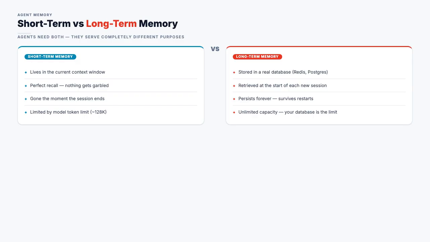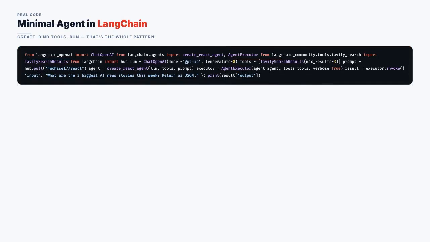Right now, focus on short-term. We go deep on memory architecture in episode 6. Now let's look at the actual code. Here is a minimal agent in LangChain. 3 imports, 5 lines of setup, and you have a working research agent. You create the LLM, you give it tools, you pull a ReAct prompt from the LangChain hub, you create the agent, and you run it.